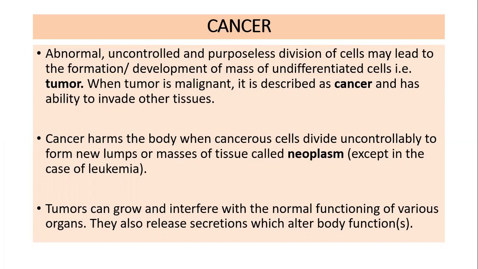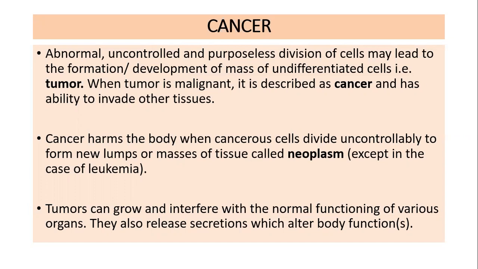Now, cancer is abnormal, uncontrolled, purposeless division of cells. Because of this division of cells, there is development of a mass, a collection of cells, and that collection of cells is called a tumor. And when this tumor becomes malignant, meaning when it spreads to other parts of the body, then you can say it is a cancer. When it goes and attacks other tissues of the body, only then can a tumor be called a cancer. Remember this.